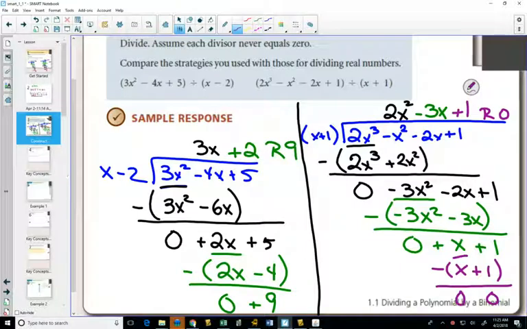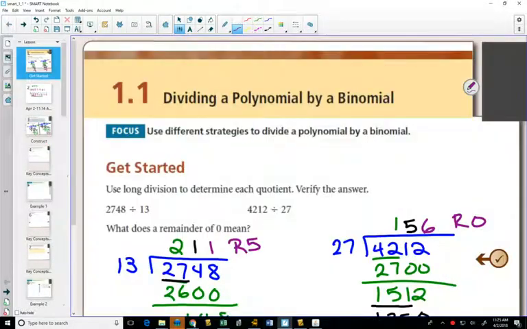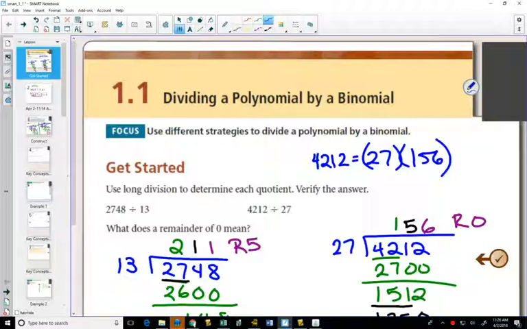So what does this mean? What have we done? What do the results of this dividing mean? Well, if we go back to our numbers and we think, when I divided 4,212 by 27 and I got 156, what does that mean? Well, that means that 4,212 is equal to 27 times 156, and there's no remainder.